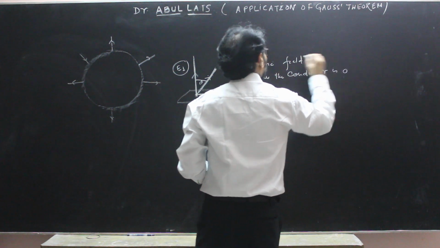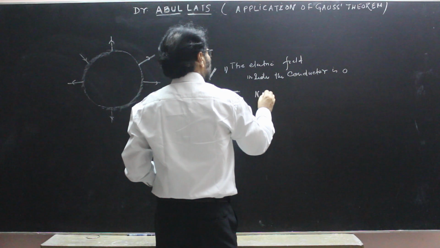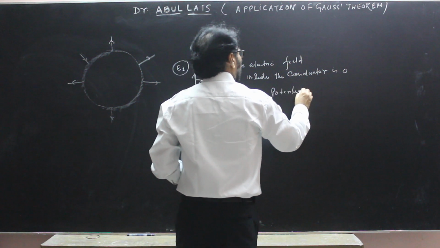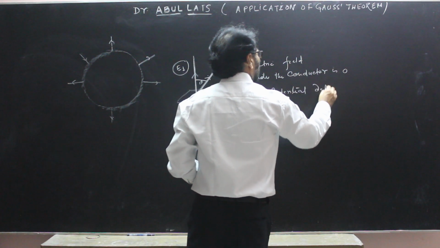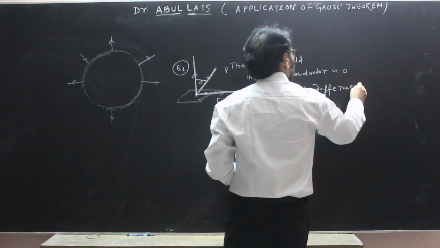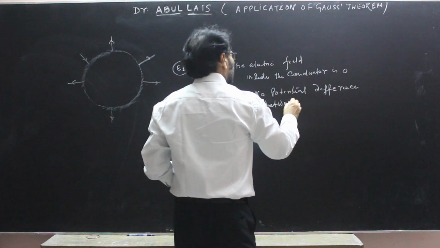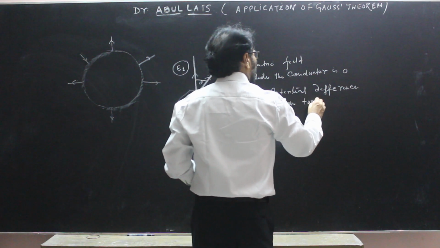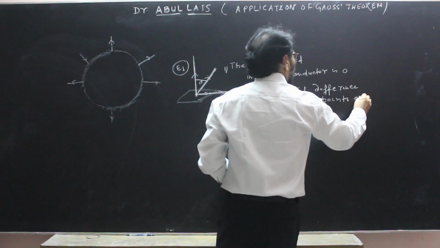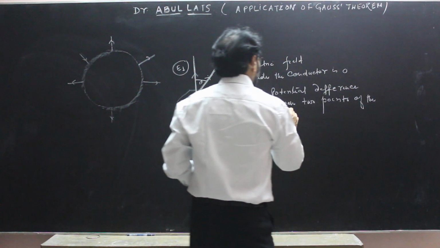Is 0. No potential difference. No potential difference between 2 points of the conductor.